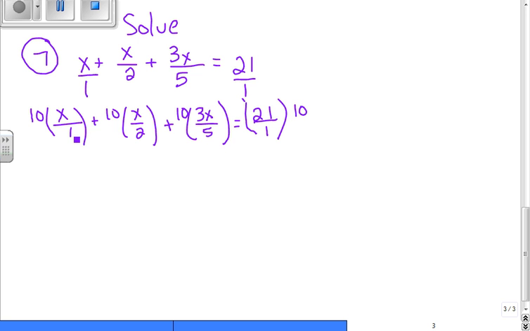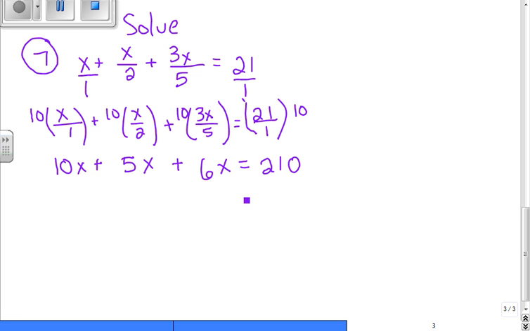10 divided by 1 is just 10. So 10 times x is 10x plus 10 divided by 2 is 5, and 5 times x is 5x. 10 divided by 5 is 2, so 2 times 3x is 6x. And 10 divided by 1 is just 10. 10 times 21, well, that's easy. We just put a 0 on the end. It's 210.